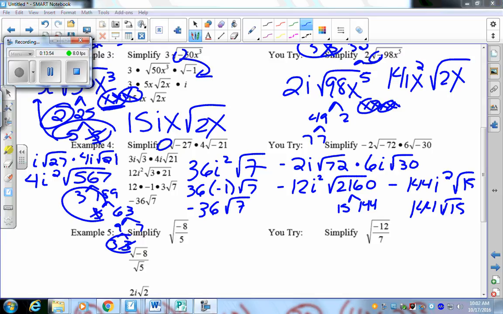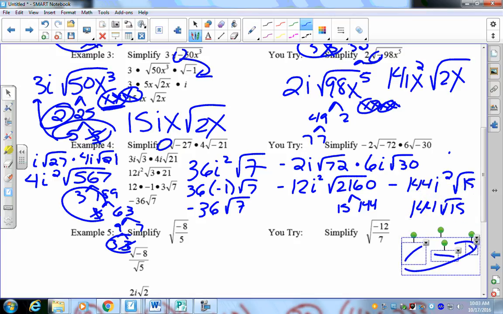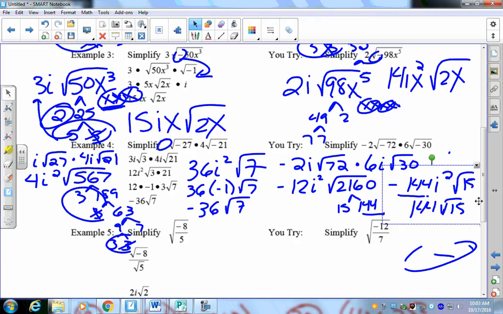All right, here's my answer. When I multiplied, I ended up with -12i squared radical 2,160. I broke that down. It's divisible by 144, which is a perfect square. So then I moved that, took the square root of this, got me 12. So -12 times that 12, -144i squared. i squared is -1, which is how it ended up as a positive 144. All right, you can pause and take a look if you need to.